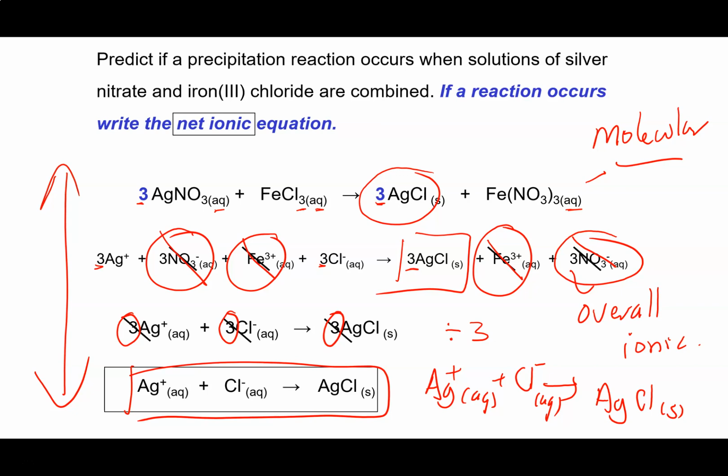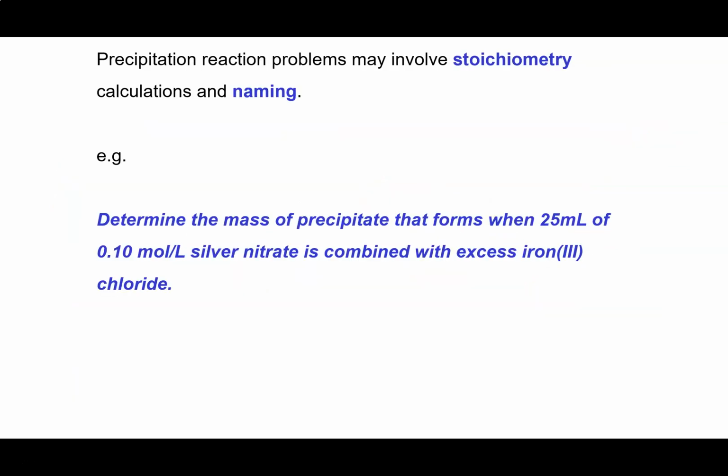You've got to be aware that sometimes they're going to give you precipitation reaction problems that also involve concepts about stoichiometry, and I've mentioned this previously, concepts about naming. So this would be a good example of that. It says determine the mass of precipitate that forms when 25 mL of 0.1 mole per liter silver nitrate is combined with excess iron(III) chloride.